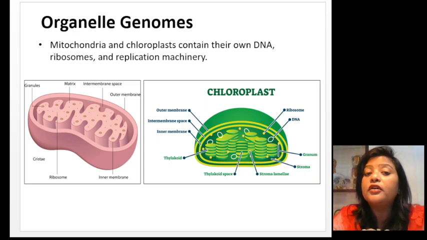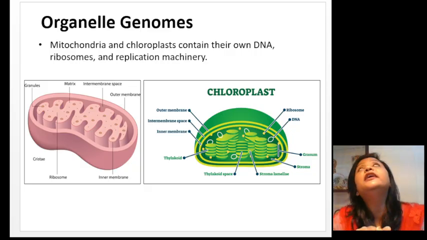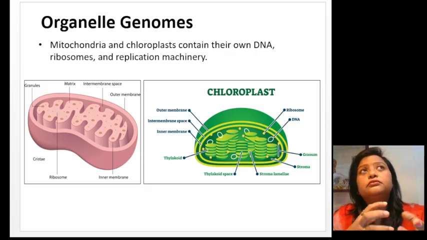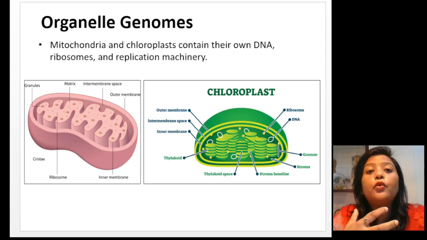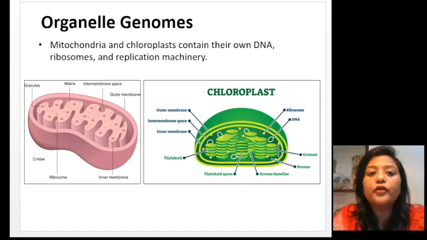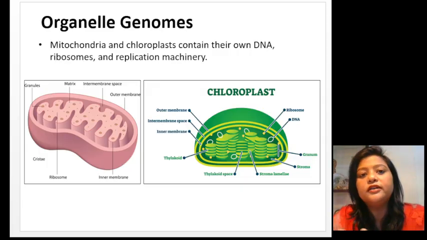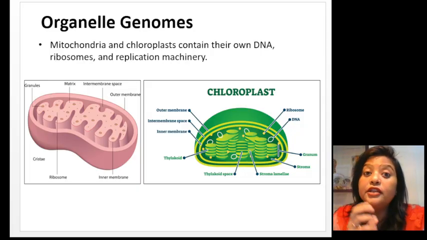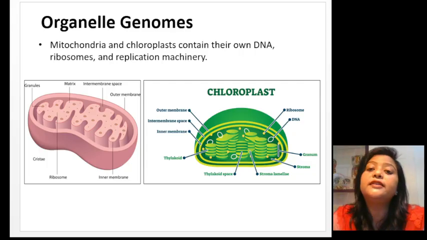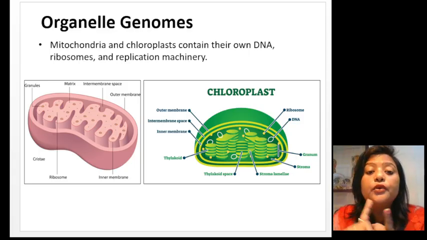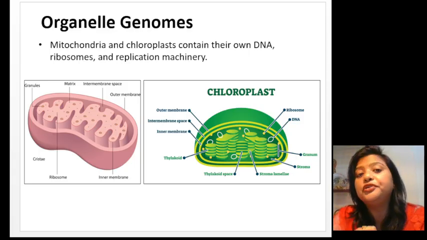Why are we talking about these two organelles? Because they are the most important organelles in the cell. All the organelles are important, but they play a very important role here, and they are also very special. You know why? Because they have their own DNA. We know that the nucleus has its DNA, but other than the nucleus, there are two more organelles which have their own DNA, and that is mitochondria and chloroplast. They have their own DNA, their own ribosomes, and their own replication machinery also.